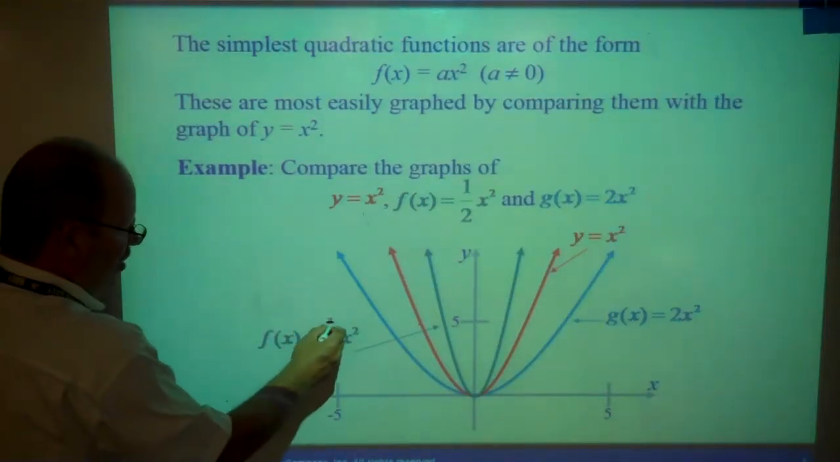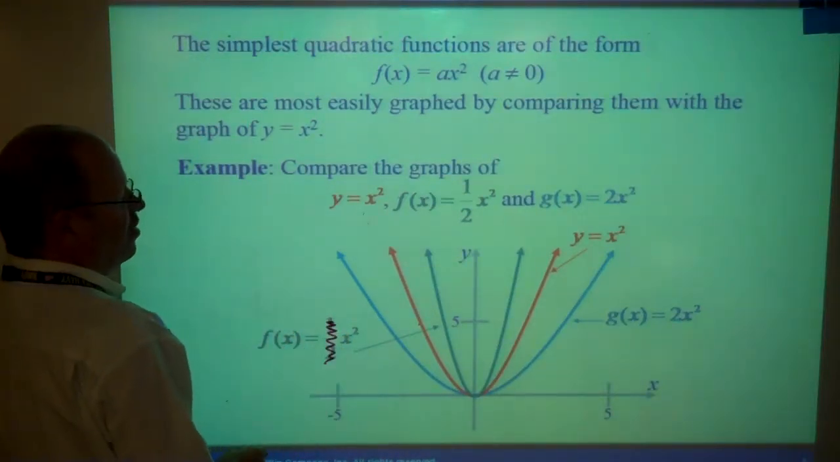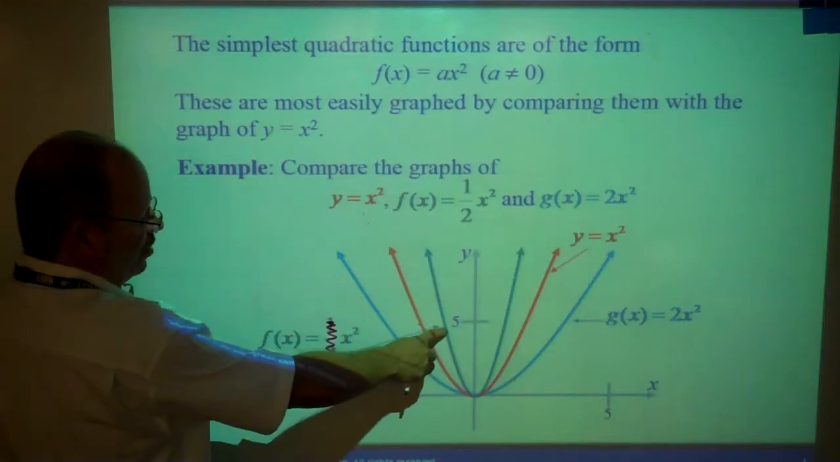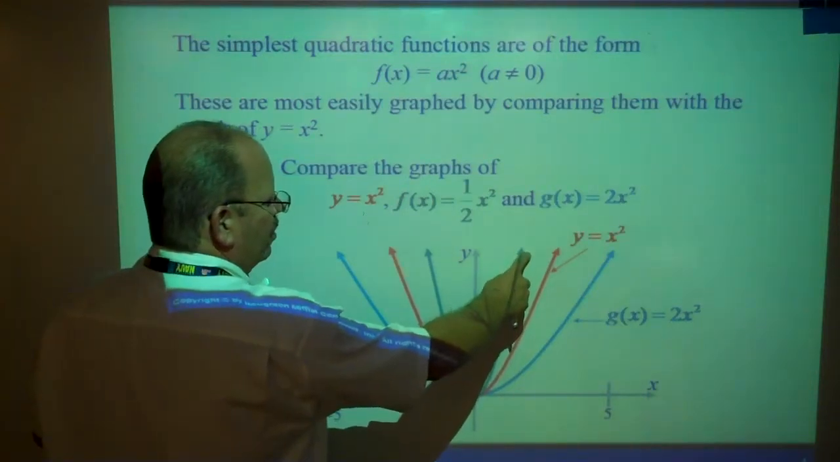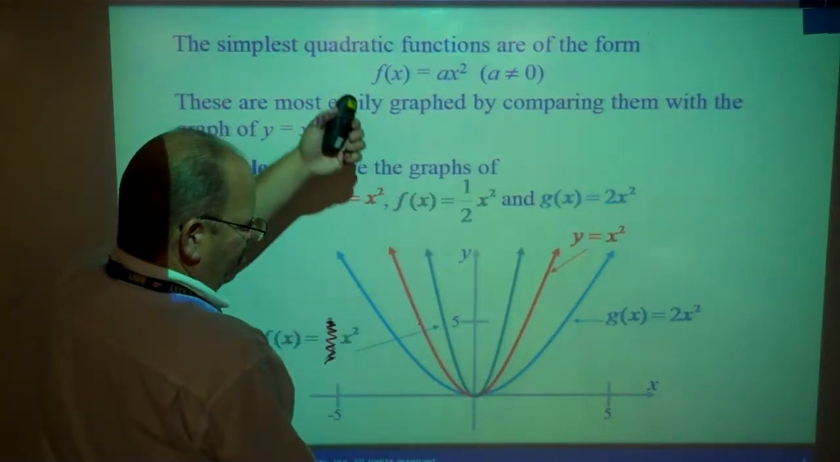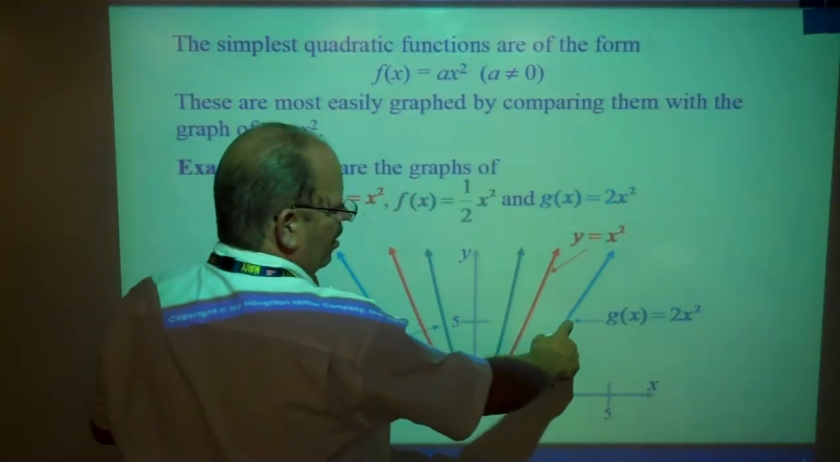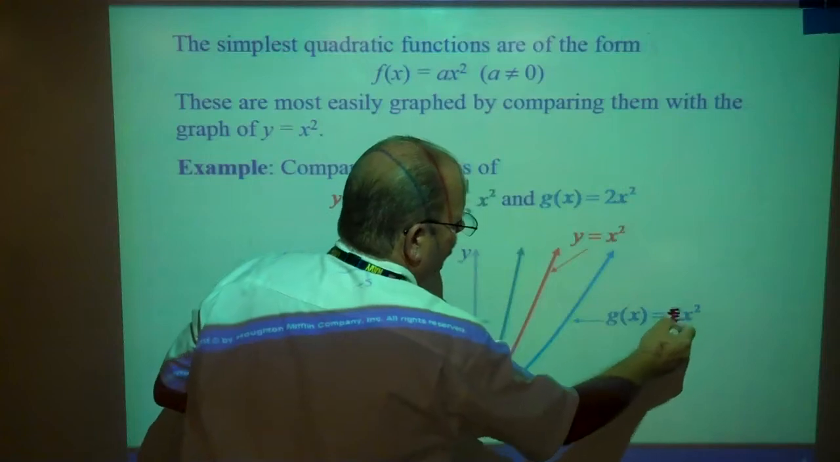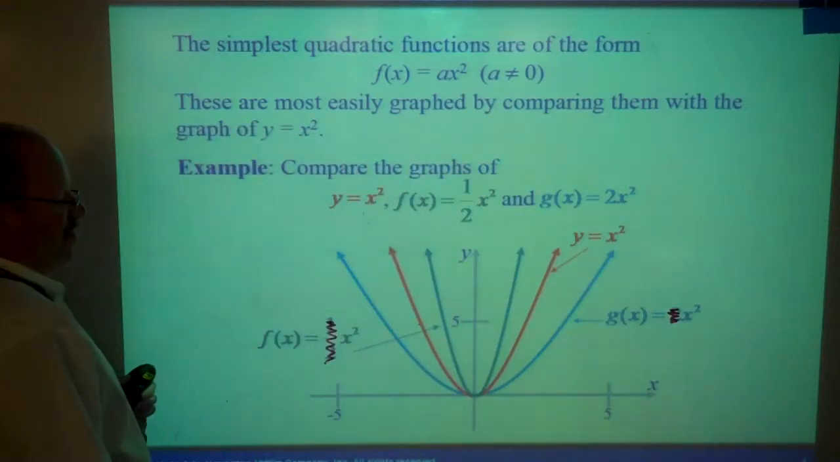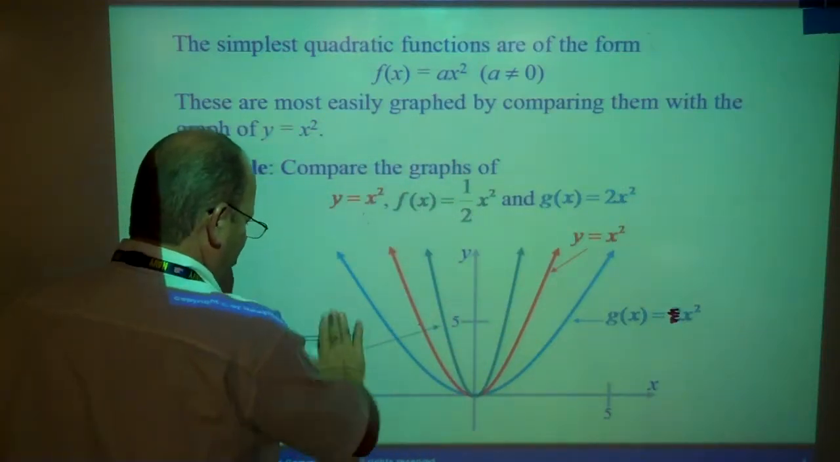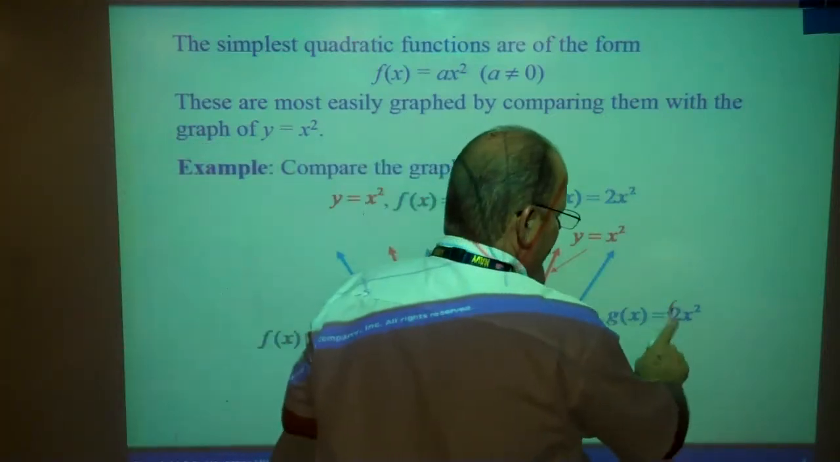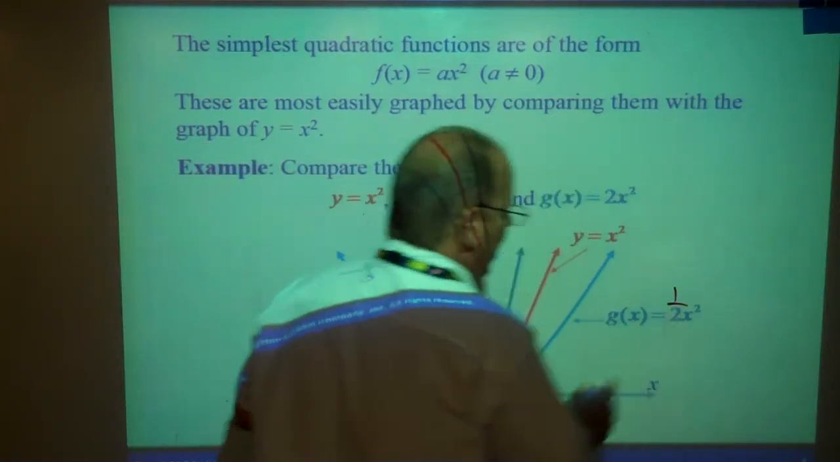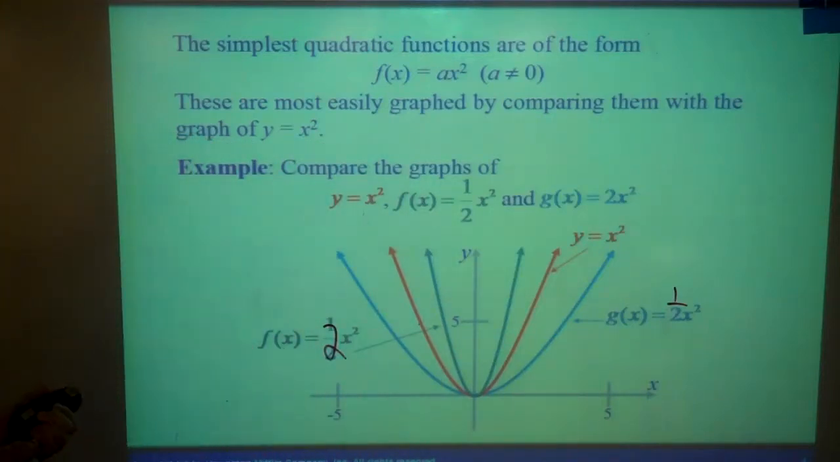And we can see that these are not correct. This should be 2x squared because it's narrower, and this should be 1/2 x squared. So again, this should be 2x squared, and this over here should be the 1/2 x squared. So the book company has misinformed us.